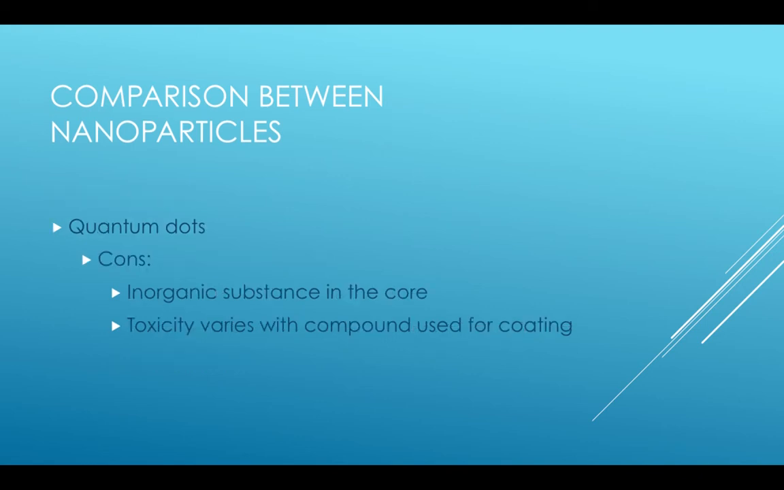But because they are an inorganic substance, the main toxicity risk is the exposure of the inorganic core by deterioration of the organic layer. And since the core is made from a large variety of inorganic metal compounds, the influence of the toxicity level depends on the compound used and their unique chemical properties.